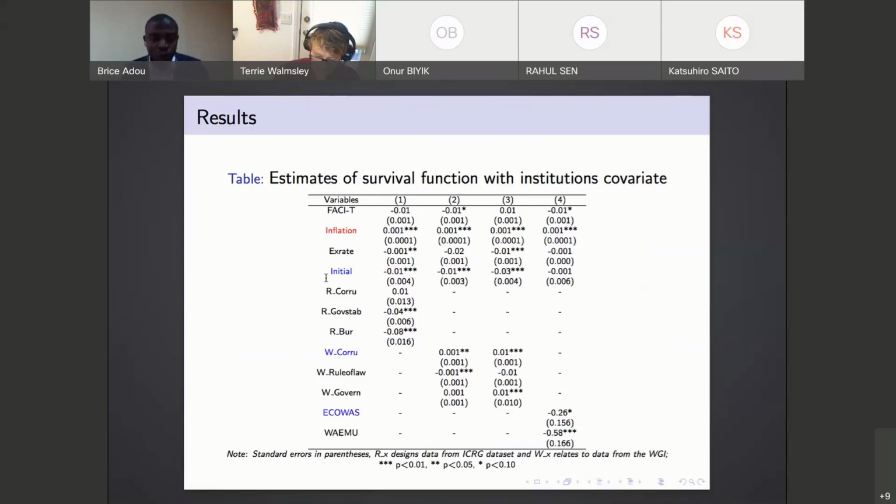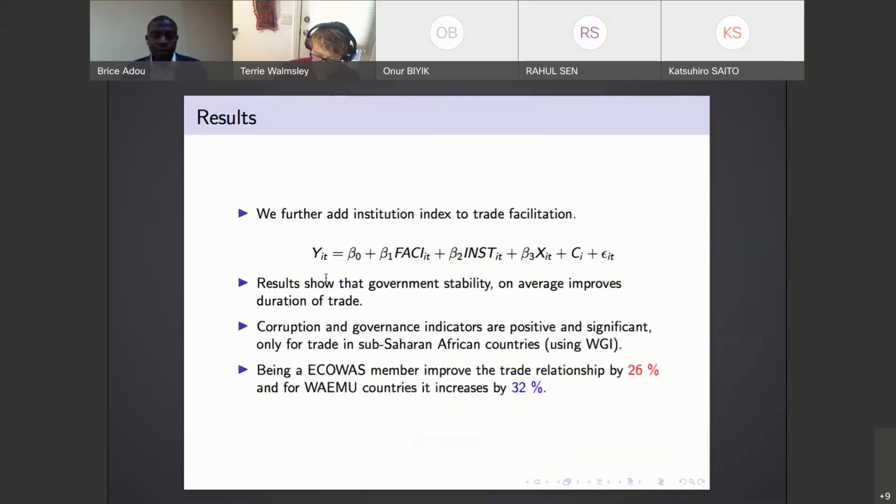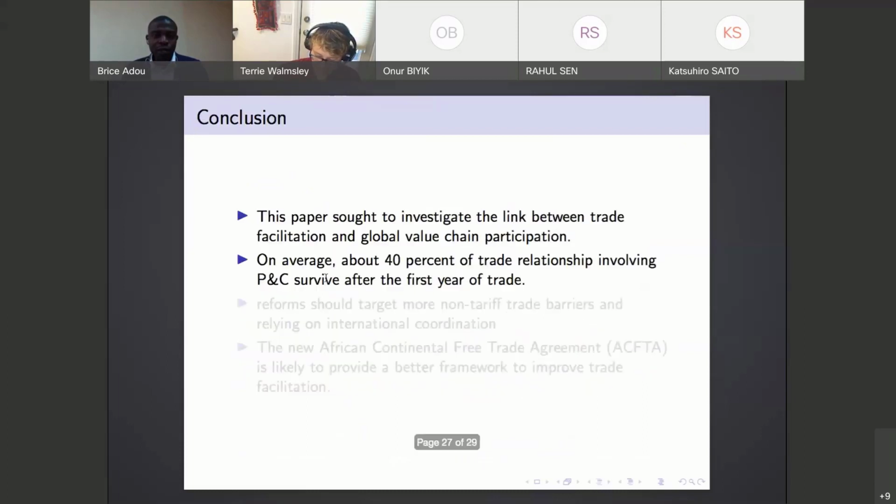regional groups. Here we also show that one of the key findings is about corruption. Corruption does not improve the trade relationship or the duration of the trade, because past studies used to mention that corruption, especially in Africa, tends to improve the way business is done. But here we show that this is not the case, especially for intermediate goods. So that was the result I was showing.